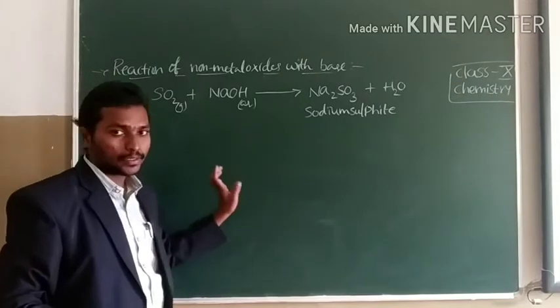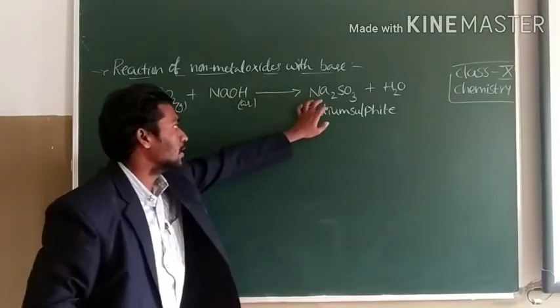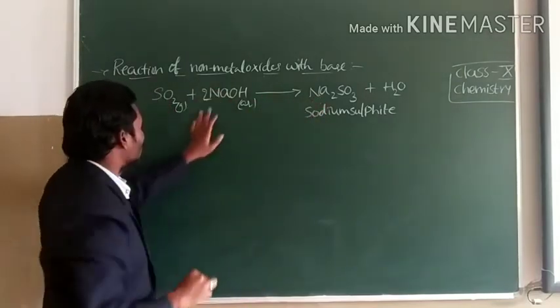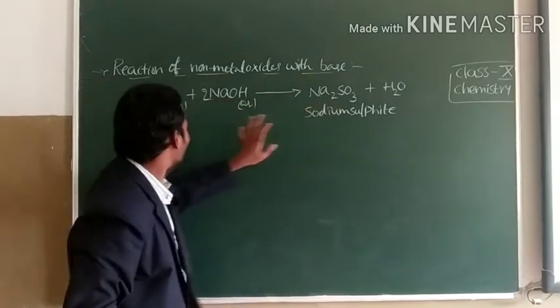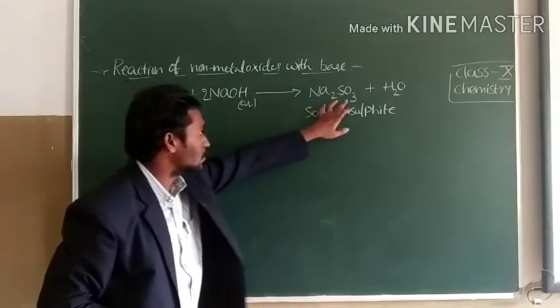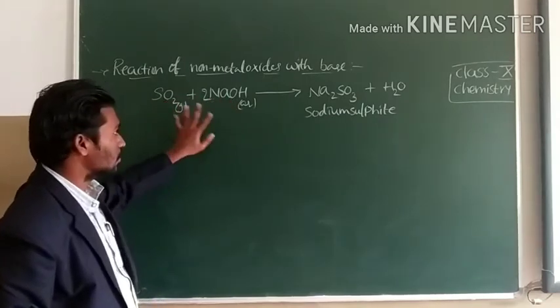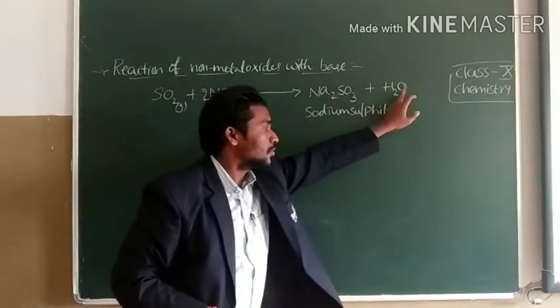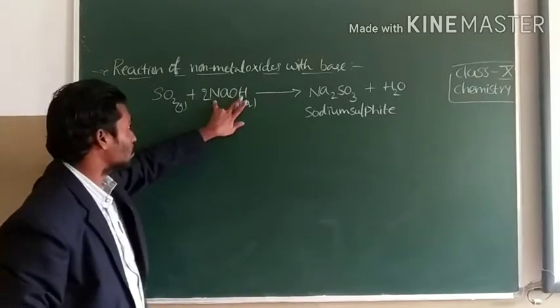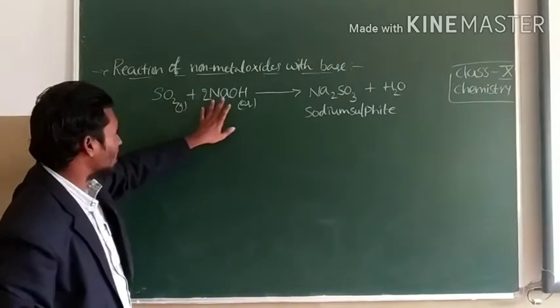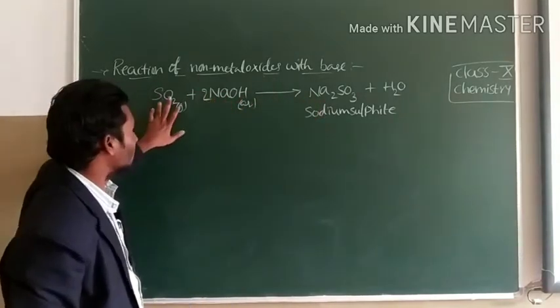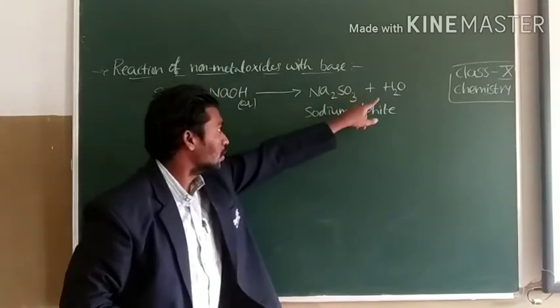Let us balance the equation, children. Here 2 sodium atoms, write 2 Na, 1 sulfur atom, and 3 oxygen atoms here. Here 2 oxygen atoms, here 2 oxygen atoms, 4 oxygen atoms are here. Here 3 plus 1, 4 oxygen atoms, and hydrogen atoms 2. Yes, 2 sodium atoms, 1 sulfur atom, and 3 plus 1, 4 oxygen atoms.